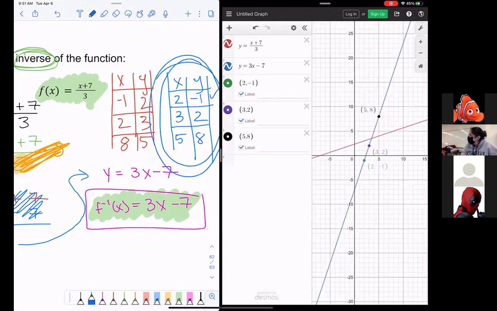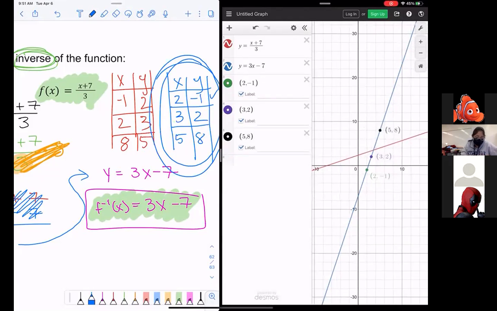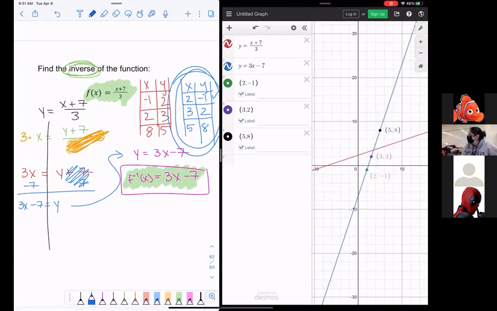So is it the inverse? Are they inverses of each other? Did we do our math correctly? Did we get it right? They fell on the same line. So we did our work perfect. We got it right. We have 100%. We're super smart. Amazing. All right, so this is how you check your work.